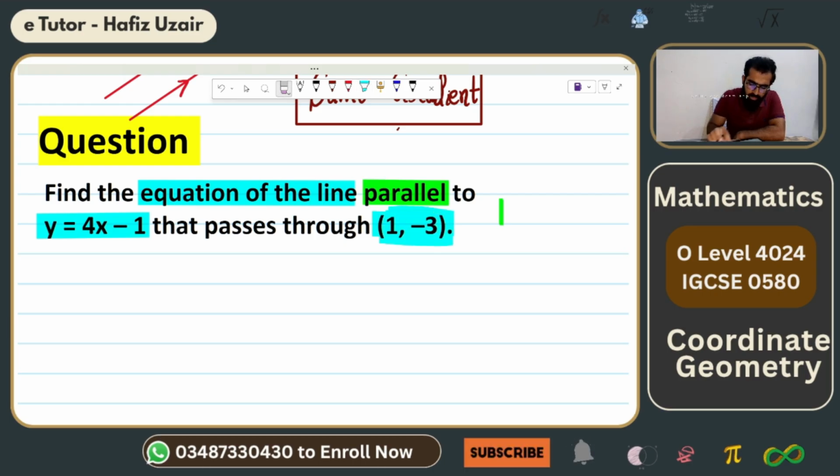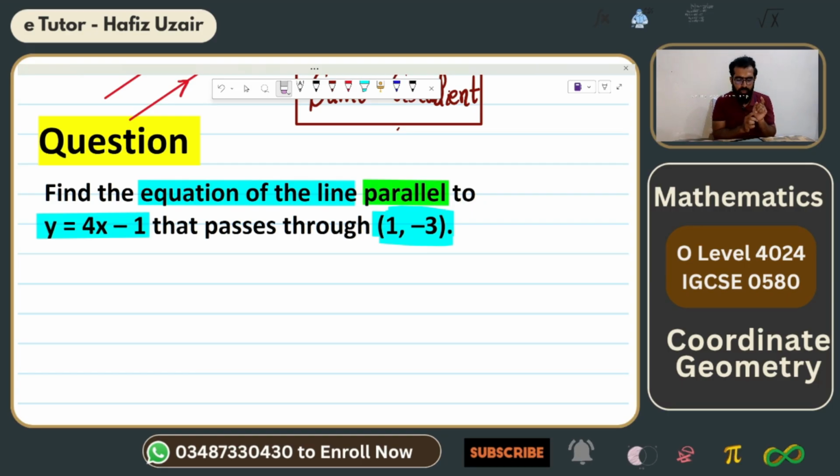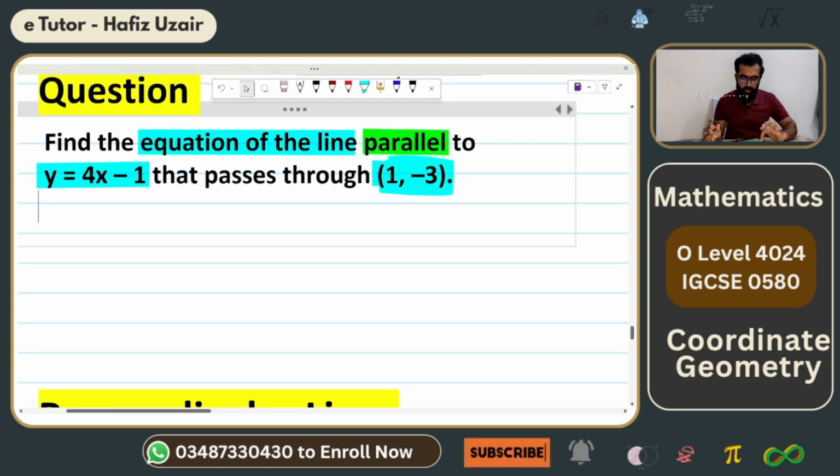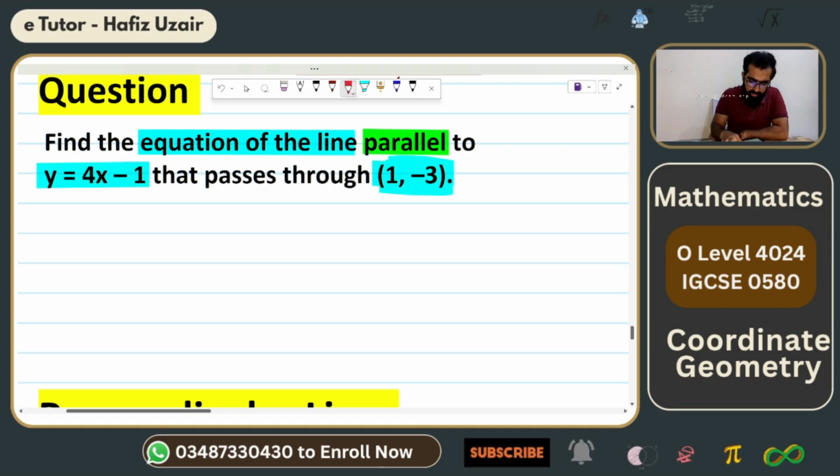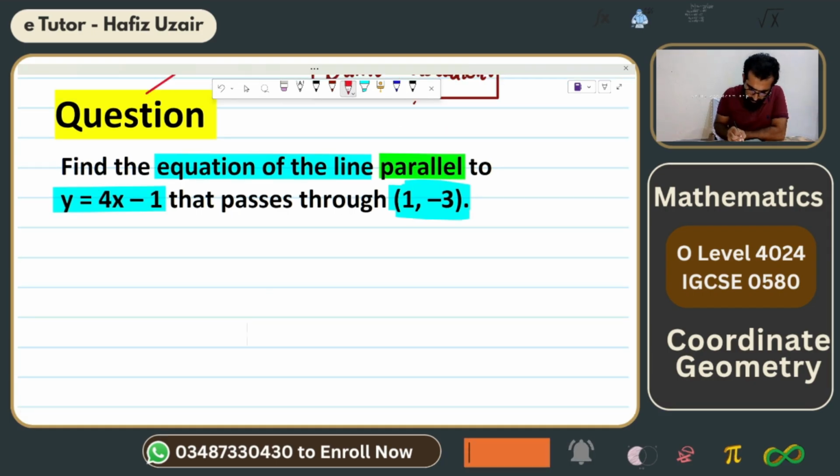What you need to do in this question is find the equation of the line that is parallel to y equals 4x minus 1, and you are also given the point through which the line passes. In this question the gradient is not given and the y-intercept is not given, so which form of equation of a line will you use? You will use the point-slope form. I'm going to write the point-slope form here: y minus y1 equals m times (x minus x1).